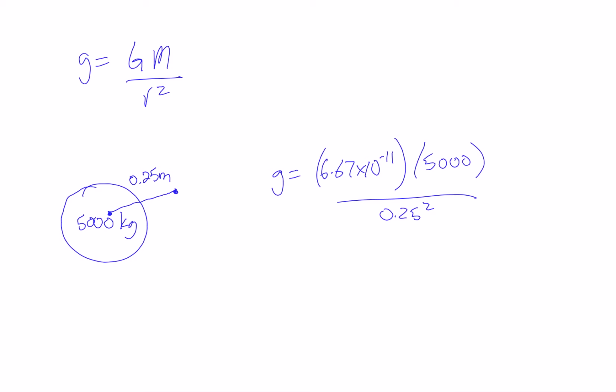And once again, because our mass is fairly small, we're probably going to get a really small number for gravity. And we do, we get 5.33 times 10 to the negative 6. Okay, so obviously that number is way too small that we wouldn't do anything. So if we were standing close to a 5,000 kilogram rock, nothing's going to happen. It's too small of a gravity for us to notice it.